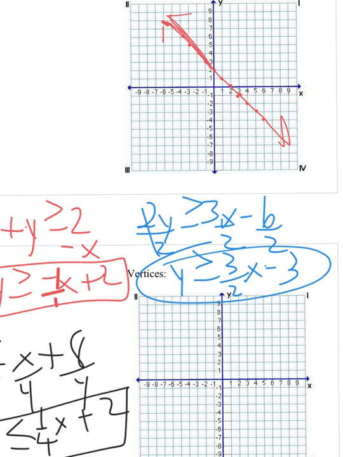So let's go to y is greater than or equal to 3 halves x minus 3. We have negative 3 for our y-intercept. So we're right here at negative 3. Up 3, right 2. So notice that's where it's going to intersect our line that we already graphed. Up 3, right 2. If I went the other way, I'd go down 3, left 2.